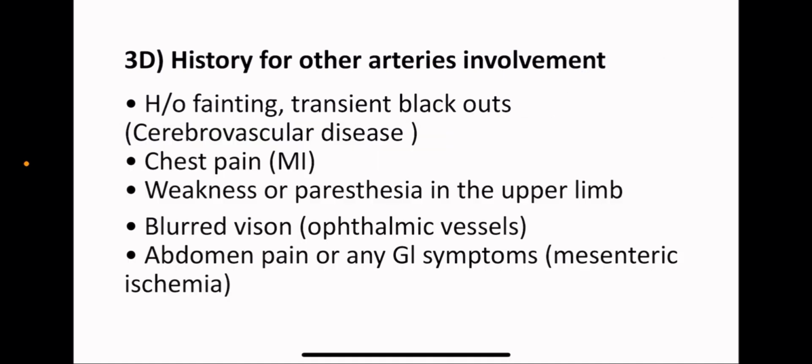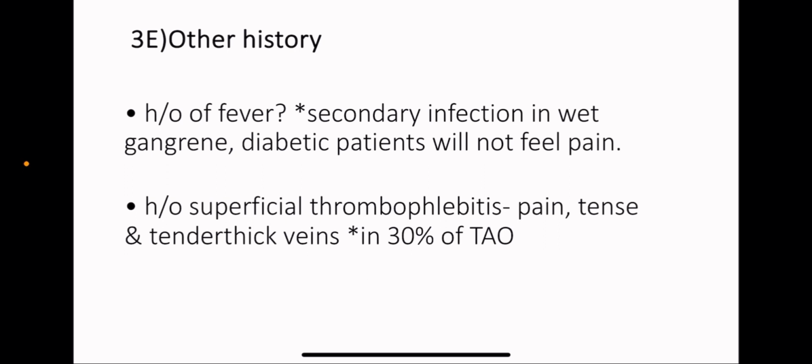3D, we are still in history of presenting illness. 3D, history of other arteries involvement. If the patient has peripheral arterial disease, there is a high chance the rest of the arteries in the body are involved too. So ask the patient for any history of fainting, transient blackouts, maybe cerebrovascular disease or TIA, any chest pain, which may indicate MI or unstable angina, weakness or paresthesia in the upper limb, blurred vision, which may indicate ophthalmic vessels involvement, abdominal pain or any GI symptoms, maybe the patient has mesenteric ischemia.